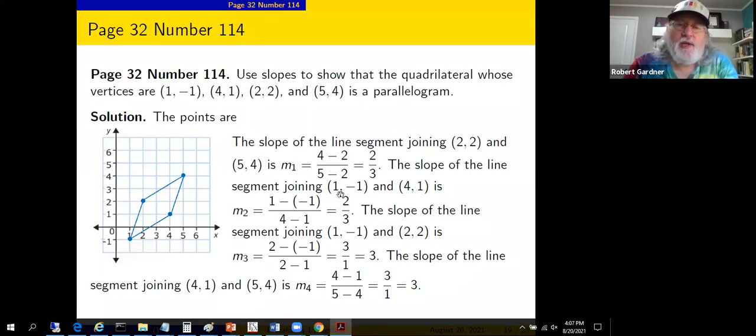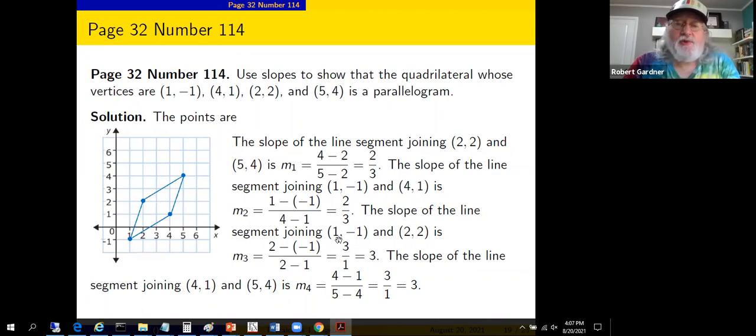The slope of the line joining 1, -1, and 4, 1. Similar computations. y2 minus y1, 1 minus -1, x2 minus x1, 4 minus 1, substituted in here. I won't bore you with all the arithmetic. Feel free to pause and double check. We also get 2/3. Hey, those slopes are the same. So these line segments are parallel. Let's check the other two sides.